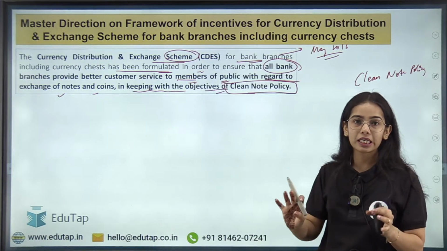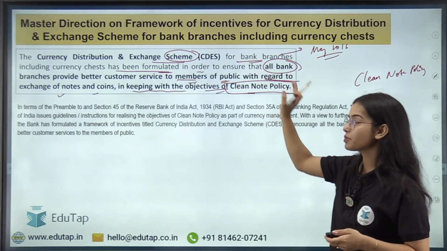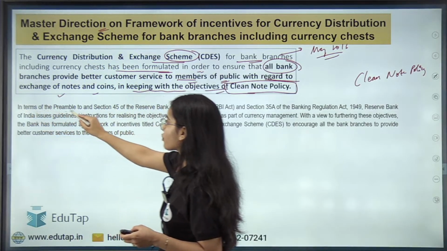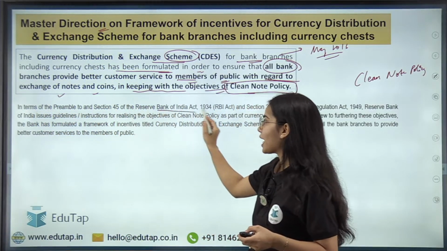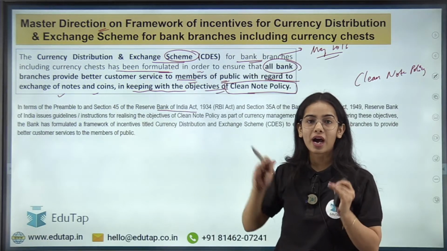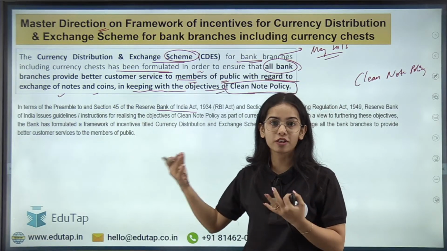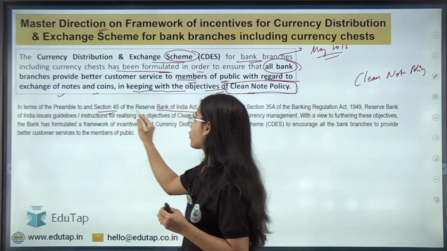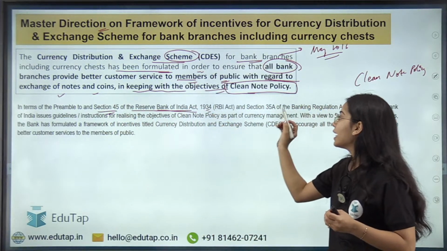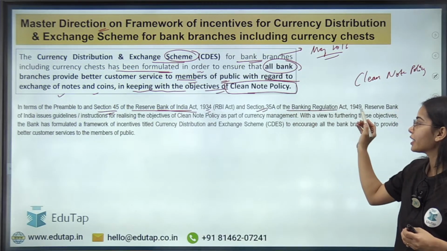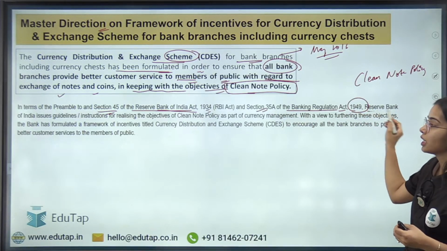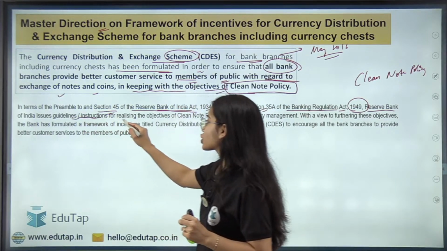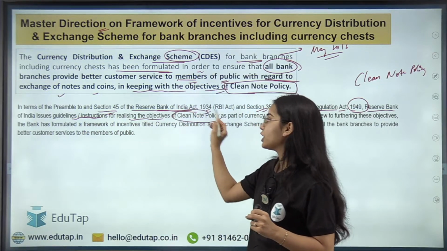Basically, in this master direction it has been written that in terms of the preamble to the Reserve Bank of India Act of 1934, and as per section 45 of the RBI Act of 1934 and section 35A of the Banking Regulation Act of 1949, the Reserve Bank of India has issued the guidelines or instructions for realizing the objective of the clean note policy.